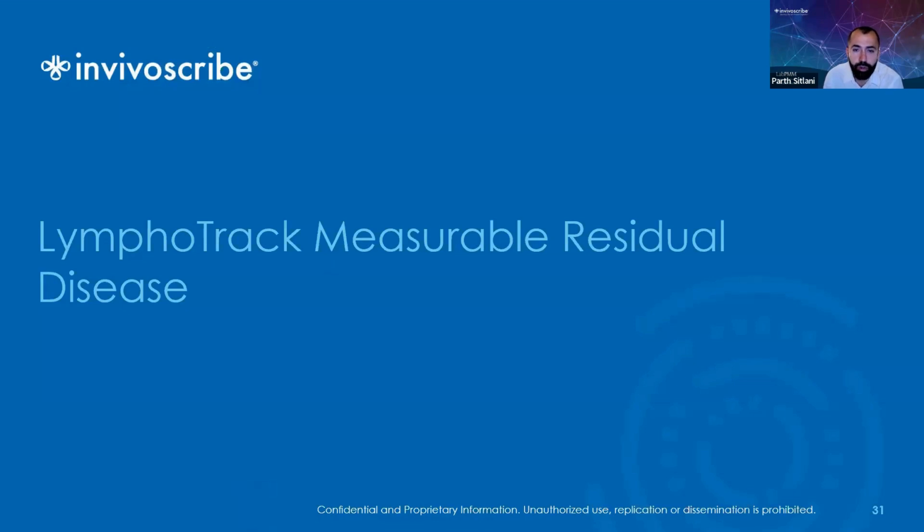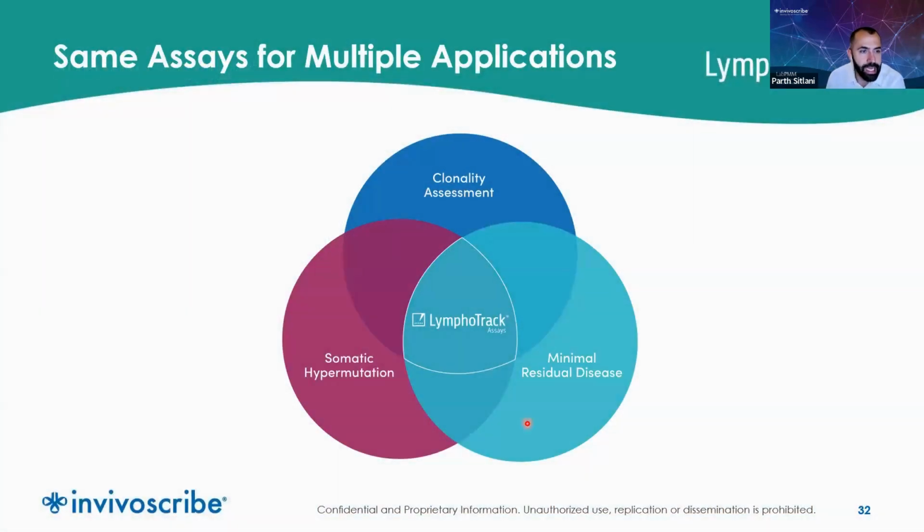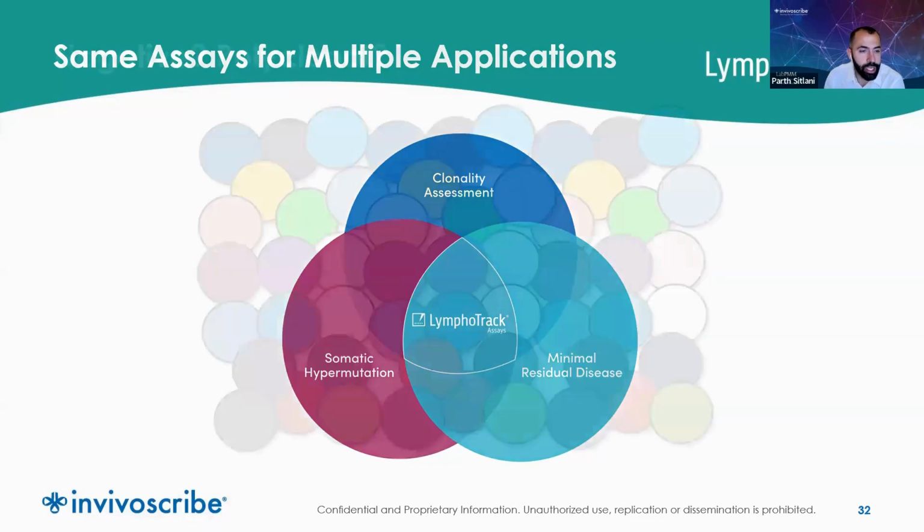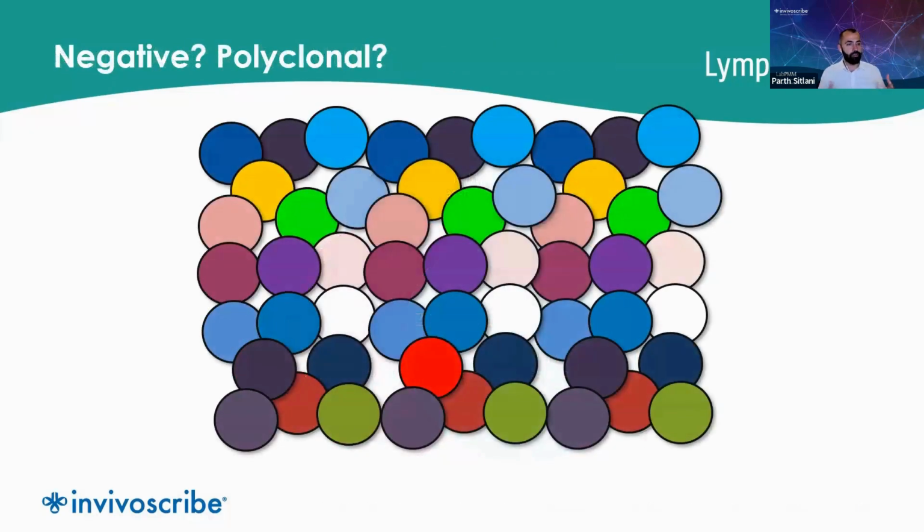Now moving into residual disease testing, as I mentioned, the LymphoTrack assays have been designed for clonality assessment. You can very easily take that clonality data for IGHV and IGH Framework 1 and use it for somatic hypermutation analysis. But let's talk a little bit about minimal residual disease. Now, when I showed you earlier a set of cells that was polyclonal, you could see that there was all different colors and they were equally well represented.